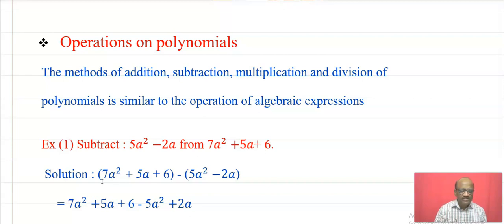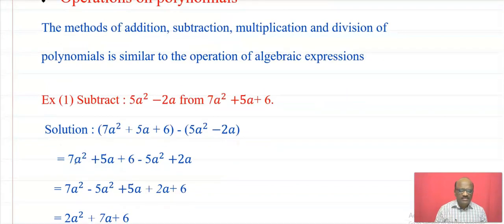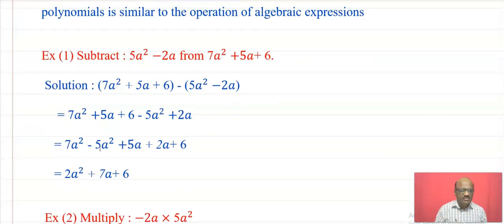Therefore, solution is in first bracket 7a square plus 5a plus 6 minus. In next bracket, we'll take a bracket because the operation is a subtraction. Whenever there is a subtraction, you must have the bracket because the sign of the terms inside the bracket will get changed. Therefore, it is 5a square minus 2a. Therefore, 7a square plus 5a plus 6 minus 5a square plus 2a, and you will get 7a square minus 5a square, these are like terms. Next is 5a plus 2a plus 6. 7a square minus 5a square is 2a square. 5a plus 2a, that is 7a plus 6, and in this way this is the answer.